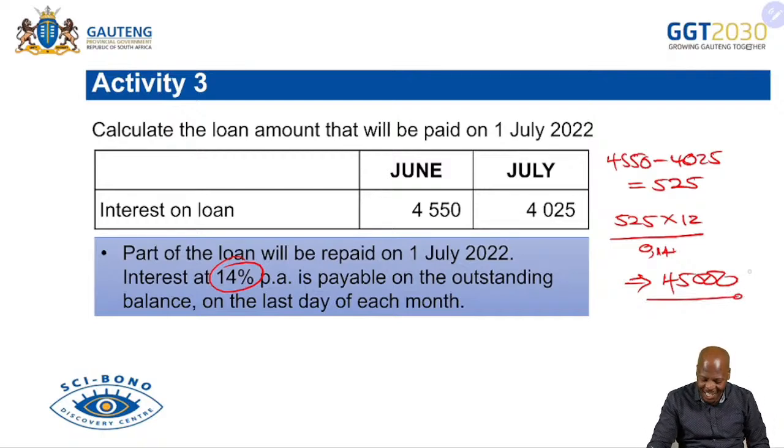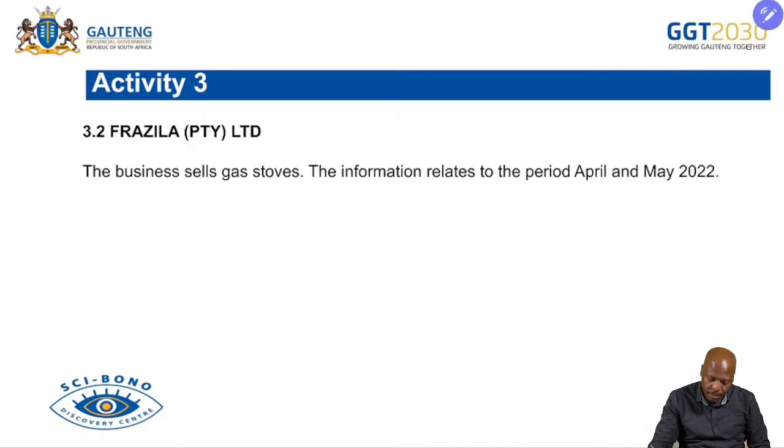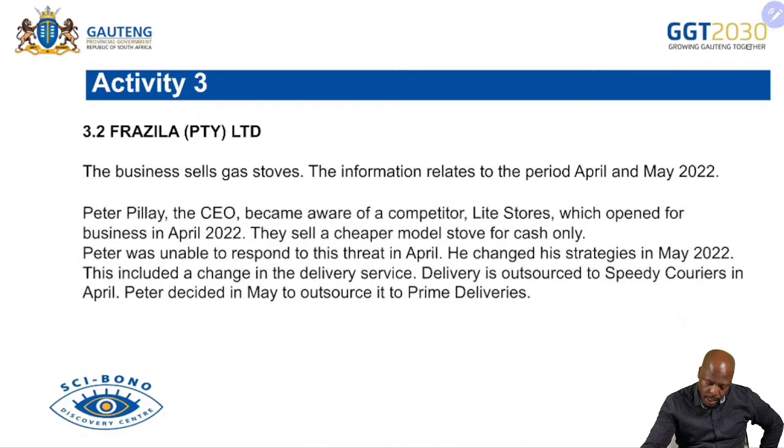Okay, let's quickly go on now to another quick aspect. There it is. The business sells gas stoves. The information relates to the period of April to May. The CEO became aware of a competitor, Light Stores, which opened business. They sell a cheaper model stove for cash only. Peter was unable to respond to this threat. He changed his strategy in May. This included a change in the delivery service. Deliveries were outsourced to Speedy Couriers.